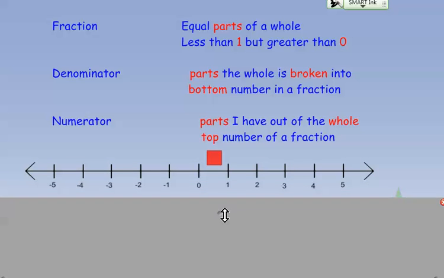So if you see here, I have a number line. If you notice, everything is broken up into equal parts. You see how each section between each whole is the same amount? That's how it has to be on a number line. Everything has to be broken into equal parts.